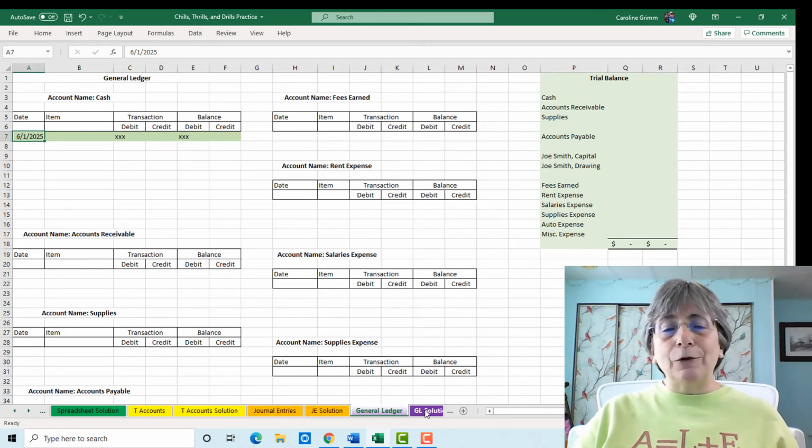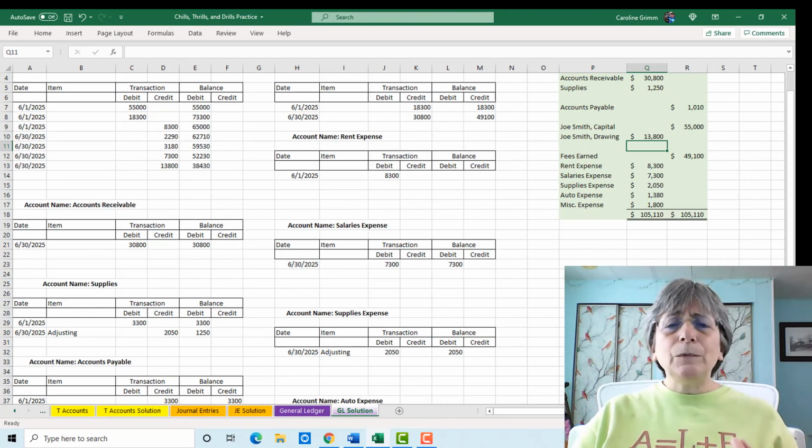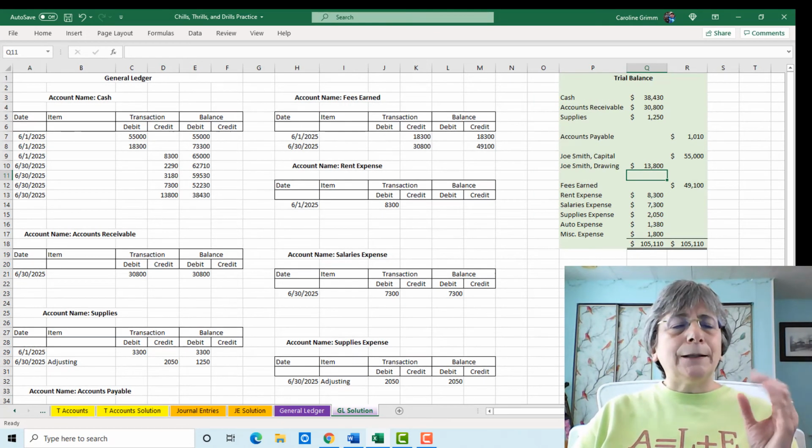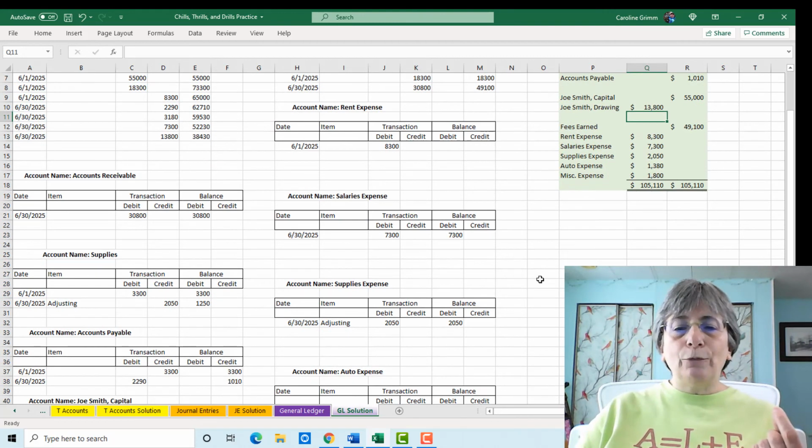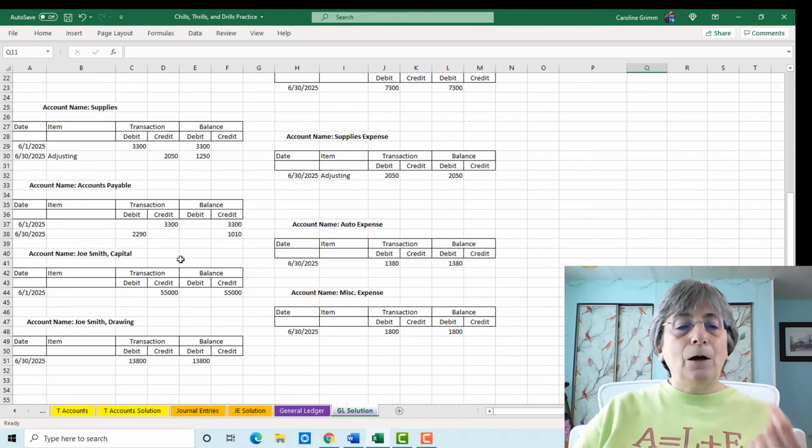So let me just jump over to the solution part of the spreadsheet so you can see what's going on here. So here are our postings to our various accounts. All we've done is we've gone to each transaction. So here's our very first transaction where we said we were debiting our cash account. And then if we jump over to our equity account, here's the credit that we did. Okay, so that's what we're doing.